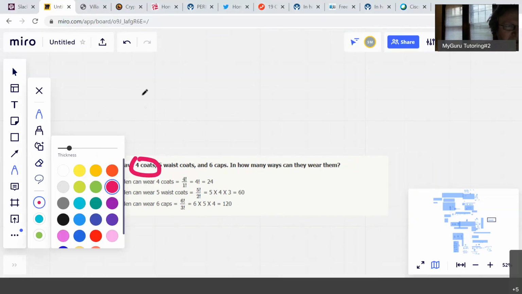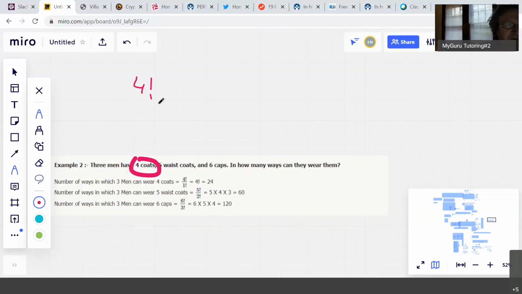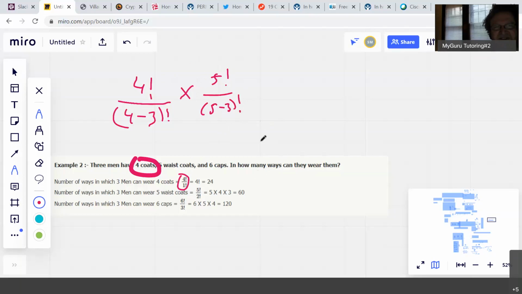Well, that's going to be your 4 factorial over, remember, 4 minus 3 factorial. That's how they get this. So that's your first arrangement: we figure out how many ways we can distribute the 4 coats among 3 men. Now we need to multiply. We have 5 waistcoats for 3 men. Well, then you're simply going to have 5 factorial over 5 minus 3 factorial. And then the exact same thing for the 6 caps.